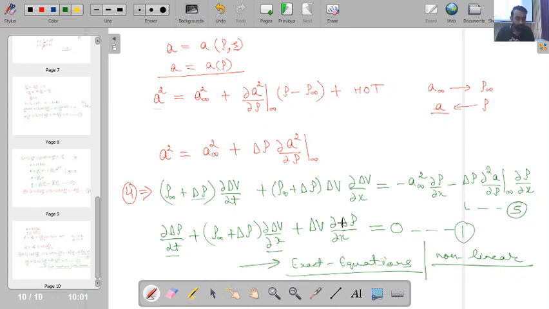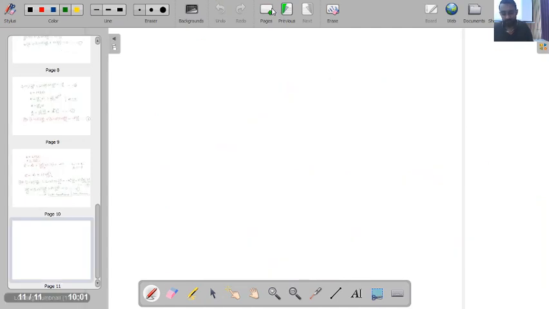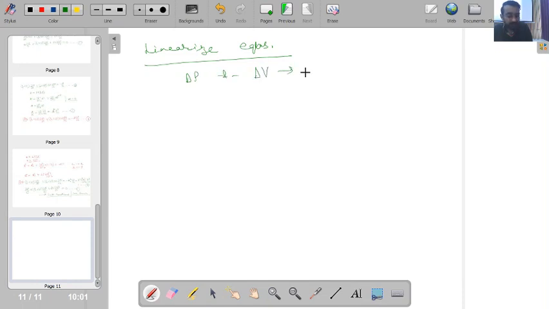So if we have to simplify these equations further, first we have to linearize our equations. In the process of linearization, we will consider that our delta rho and delta V are actually small disturbances.